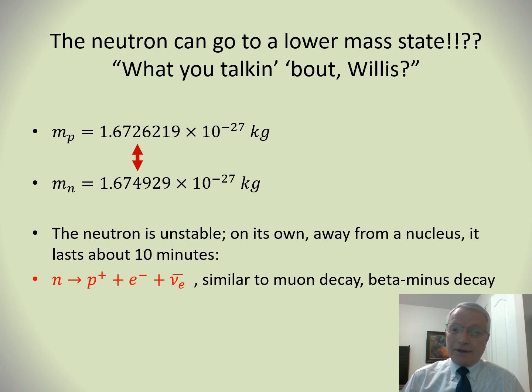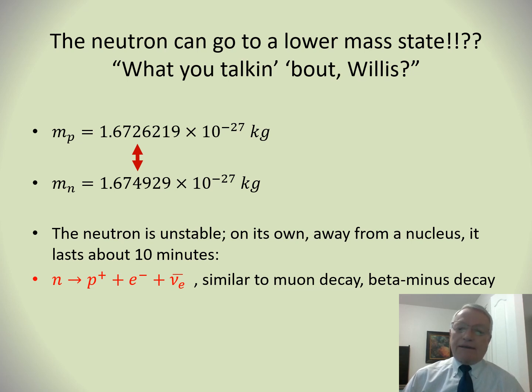So really, the neutron can go to a lower mass state? Well, yeah, it can. So here are the masses of protons and neutrons, and they agree in the 1 place and in the 0.6 and the 7, but in the 3rd decimal place, the neutron has a 4 and the proton has a 2, or if you rounded it, a 5 and a 3. Anyway, the neutron has more mass. And this means that if you put a neutron all by itself, like hang it out in the air and just let it sit there, it's unstable. In about 10 minutes, it turns into a proton, kicks out an electron and an antineutrino.